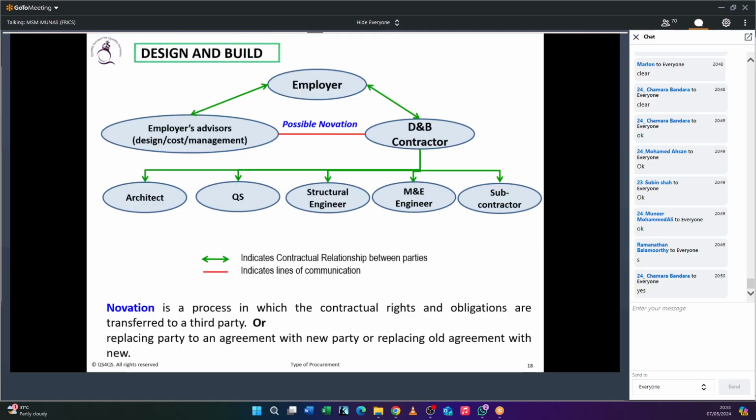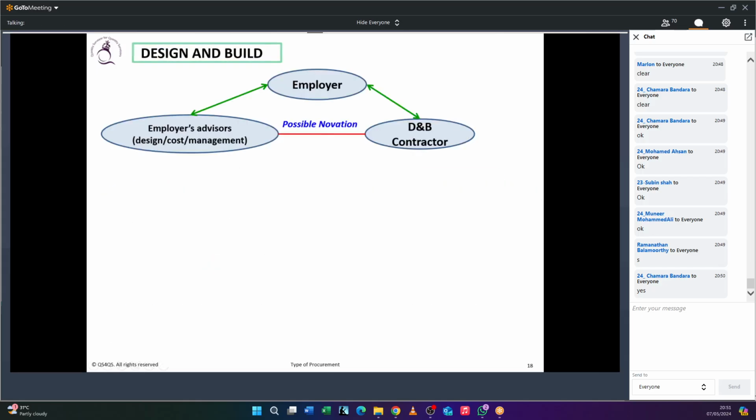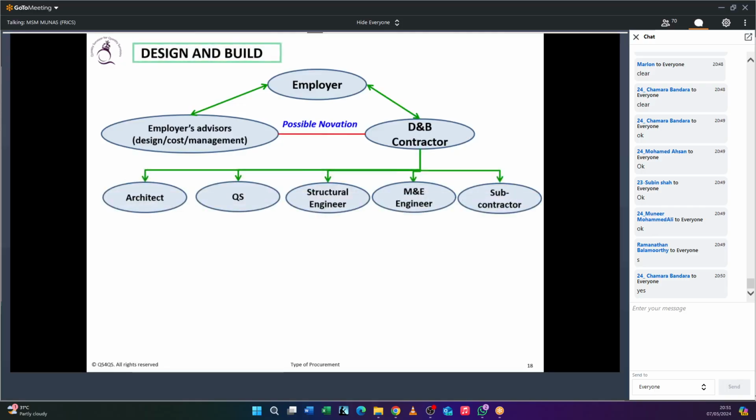Let's say the employer wants, I will just keep the space, okay. Now the employer wants a villa, let's say a 3 bedroom villa, single story. Okay, so what does the employer's advisor do? He will note down all the employer's requirements.